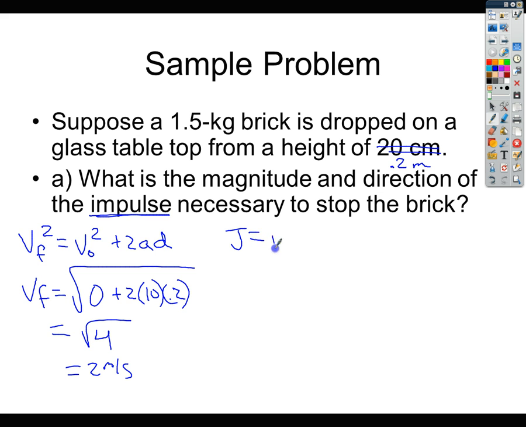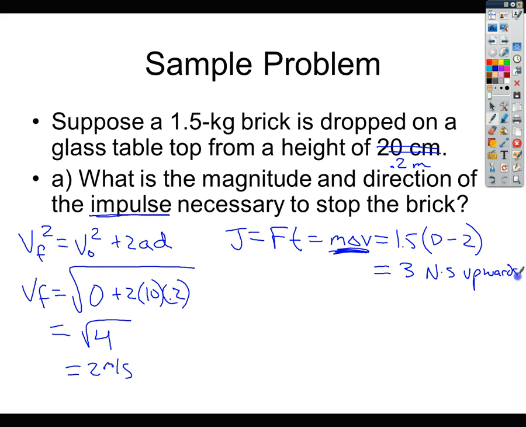We know that impulse is equal to force times time, which is equal to mass times the change in velocity. We're going to look at this part. The mass is 1.5 kilograms, and our change in velocity will go from our final velocity, which is 0, minus 2 meters per second. So our mass times change in velocity will give us 3 newtons times a second, and because it's negative, it's got to be in the opposite direction, so it'd be upwards. And that is the end of problem letter A.